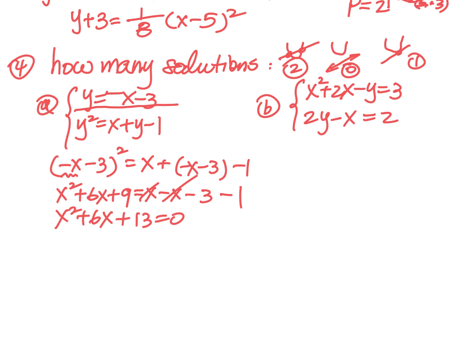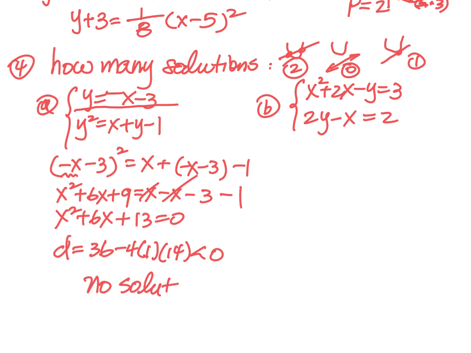Like that. So, like I said, you don't have to solve all the way to the end because you just use the discriminant. Discriminant is b squared minus 4ac. I know 4ac is bigger than 36, so it's less than 0. So you have no solution for this one. Okay.